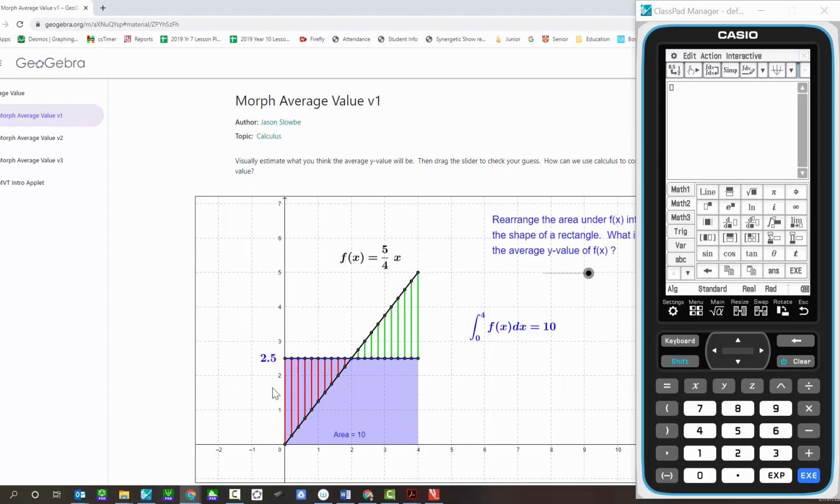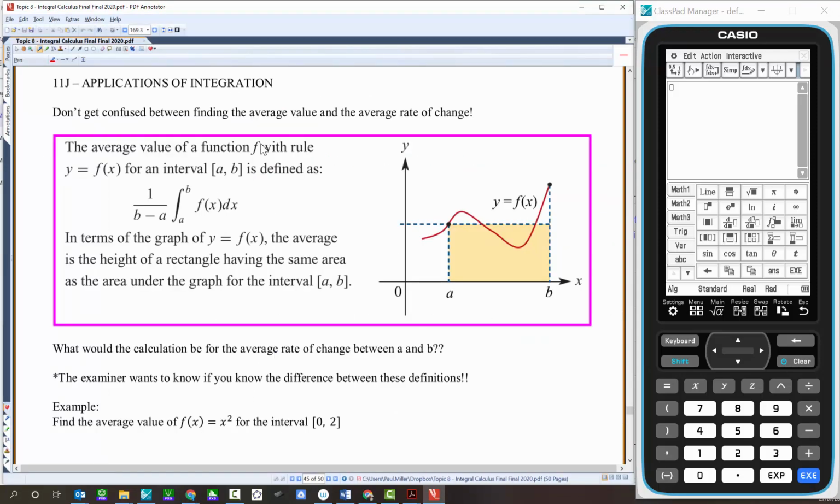Okay, now how did I know that the average value would be that without doing this process here? Well, let's get stuck into it and see how this actually works. Right, so first of all, don't get confused between finding the average value and the average rate of change. Okay, so they're not the same thing.